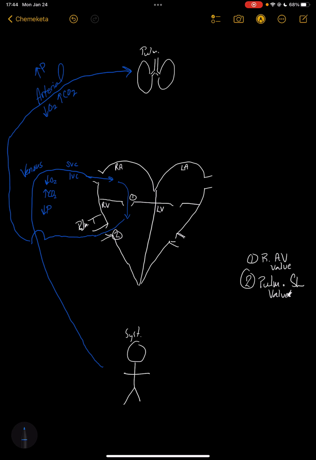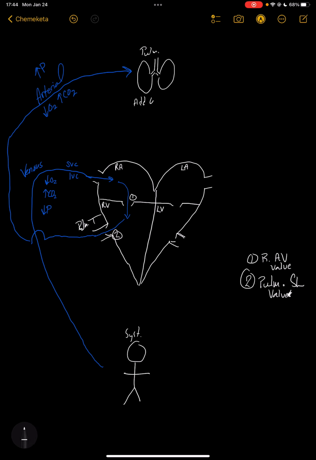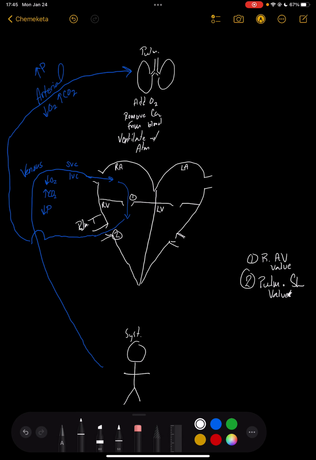Now, in the lungs, their whole job is to add O2 and remove CO2 from blood, and then ventilate that air with the atmosphere. So basically, we bring in fresh air into our lungs, we swap that fresh oxygen into the blood, we get the CO2 that was in the pulmonary blood, and then we push that stale air back out in the environment, bringing new fresh air in. All we need to know about the lungs at this point.